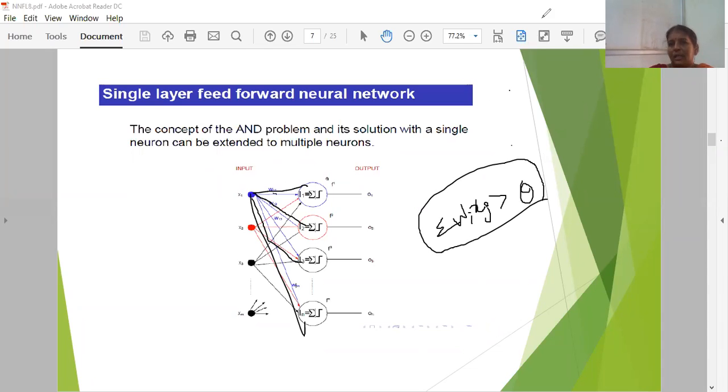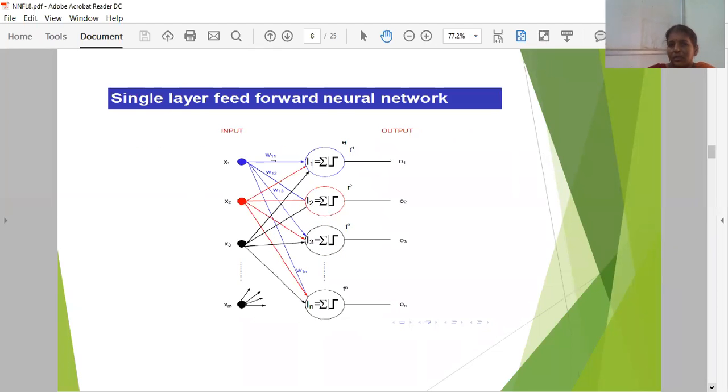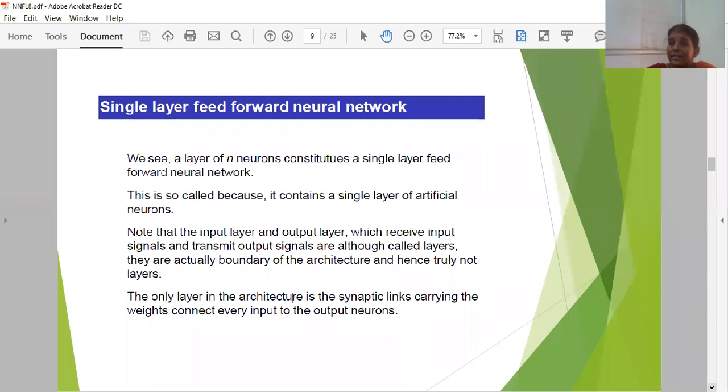Okay, remember that the weighted sum will be higher. If the weighted sum is greater than the threshold, then only your output will be a higher value, else you will get a lower value. Okay, so this single layer feed forward neural network may consist of n number of neurons. This is so called because it has only a single layer of artificial neural network, that is, input layer and output layer.